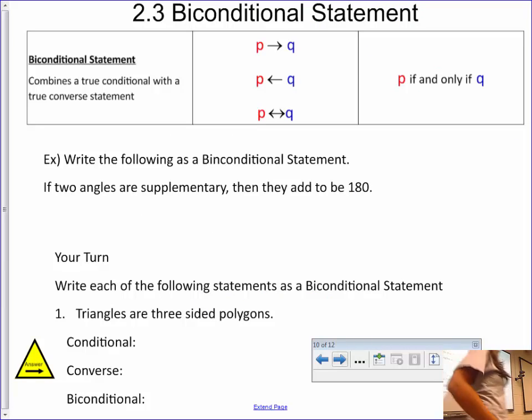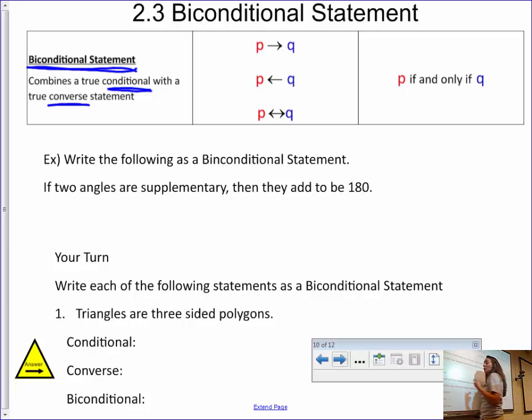All right, so last section for today. And we're going to go back to our P's and our Q's, but now we're going to be talking about biconditional statements. And up top here we have exactly what a biconditional statement is. It combines a true conditional, so you have to read through the conditional statement and say, is this a true statement, with a true converse.